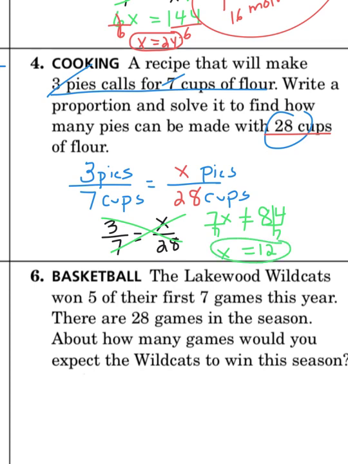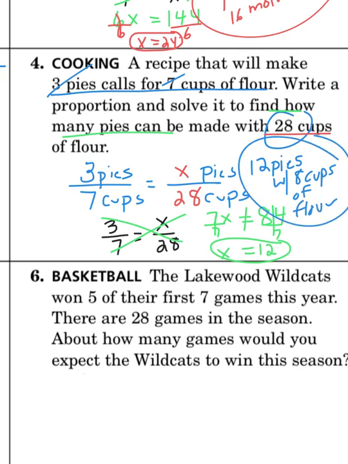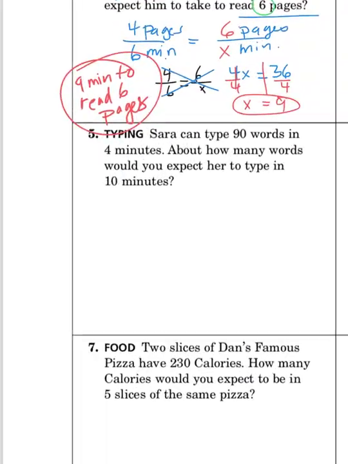So, what's the question? Okay, wait. Write a proportion, solve to find how many pies can be made with 28 cups. So my final answer will be 12 pies with 28 cups of flour. All right, here we go.